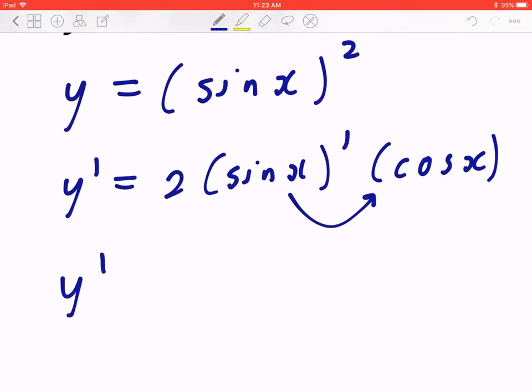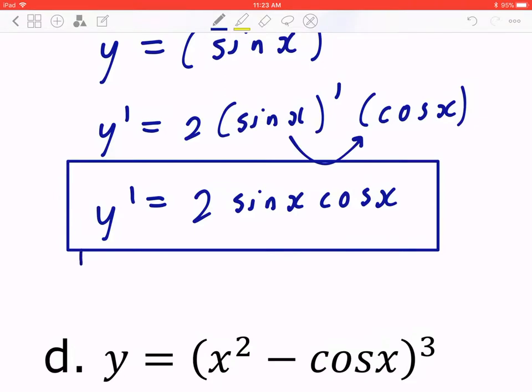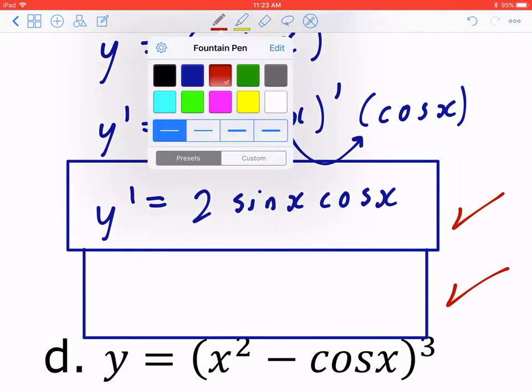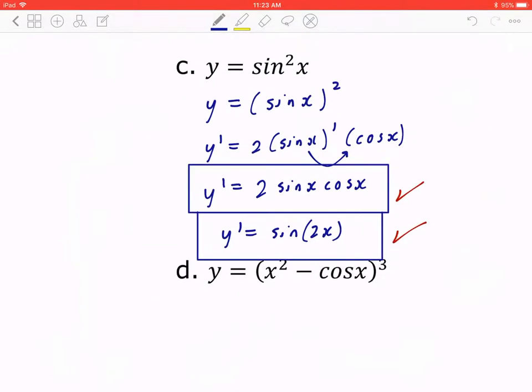Now, if you just copy this, y prime is going to be 2 sine x cosine x. And I do want to say this is fine. This is more than enough in terms of what we're looking for. However, I am going to give you a bonus line, which I'm not expecting you to write every single time, but it's definitely something that you can relate to with double angle formulas. So 2 sine x cosine x is really sine of 2x. So that's another answer that you can think about when you see 2 sine x cosine x.